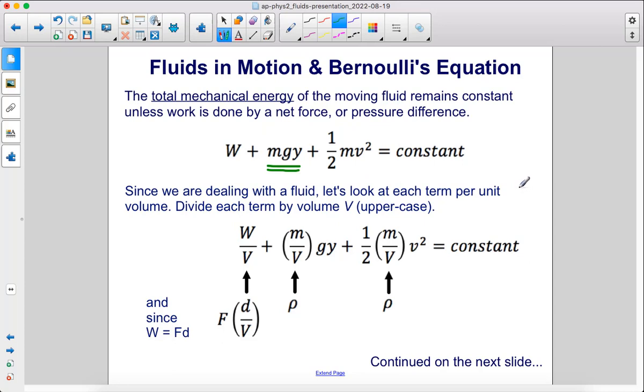Since we're dealing with a fluid, let's look at each term per unit volume. So we're going to divide each of these terms by capital V, volume. All right, so we have work divided by volume. We have mass divided by volume here and there. Remember, work is force times displacement. So if we immediately change work to be FD, all of a sudden we have displacement over volume. Let's take this derivation to the next slide.